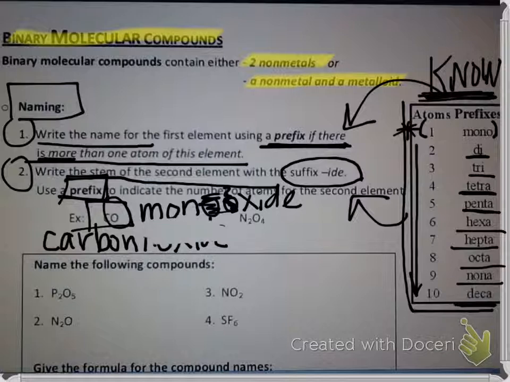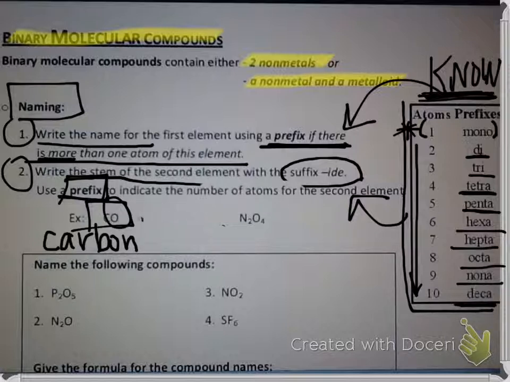So the name of the compound, when we combine the first and second name of the elements with the prefixes, will be carbon monoxide. I'm sure you've heard of that one before. We've got those detectors in our house. If you have a fireplace, you most likely do. Alright, so that's carbon monoxide.